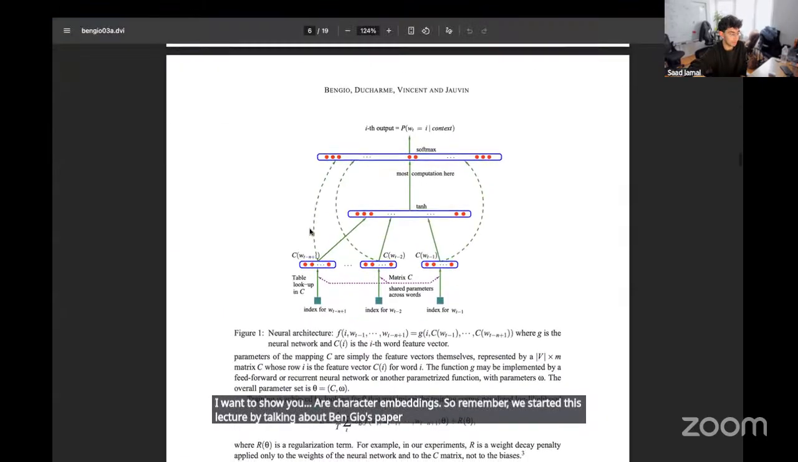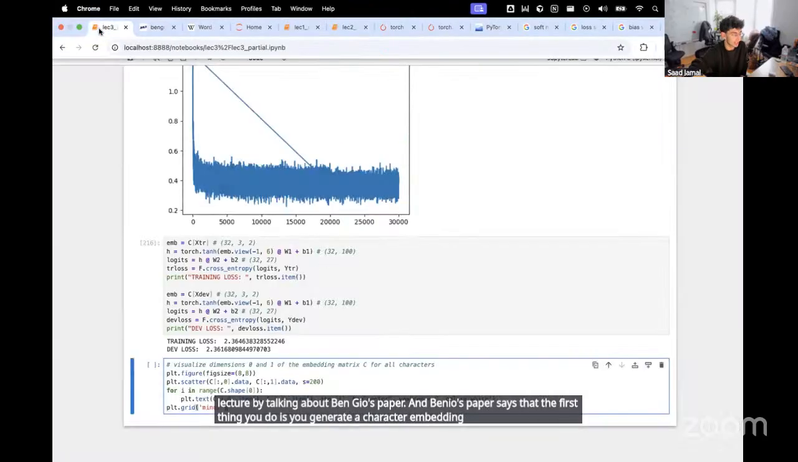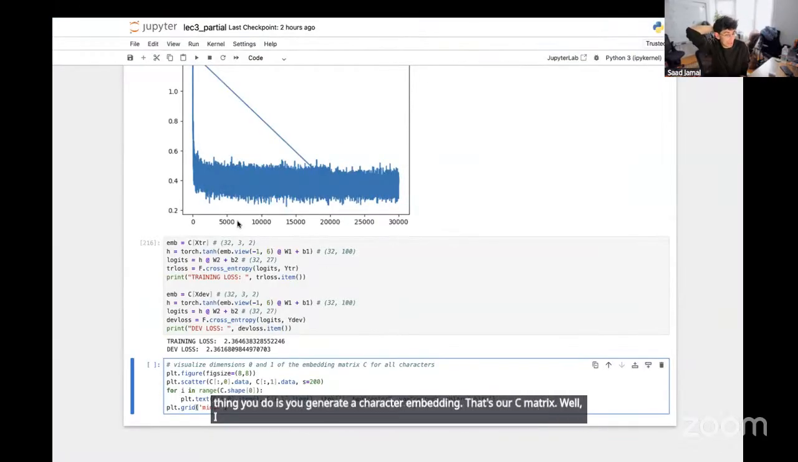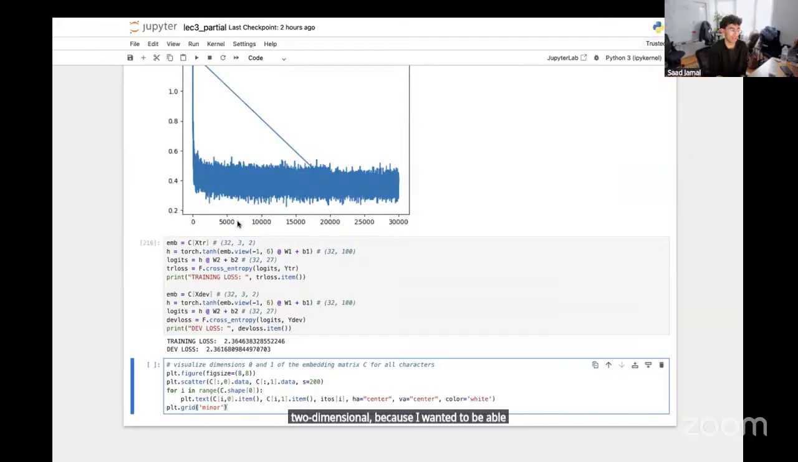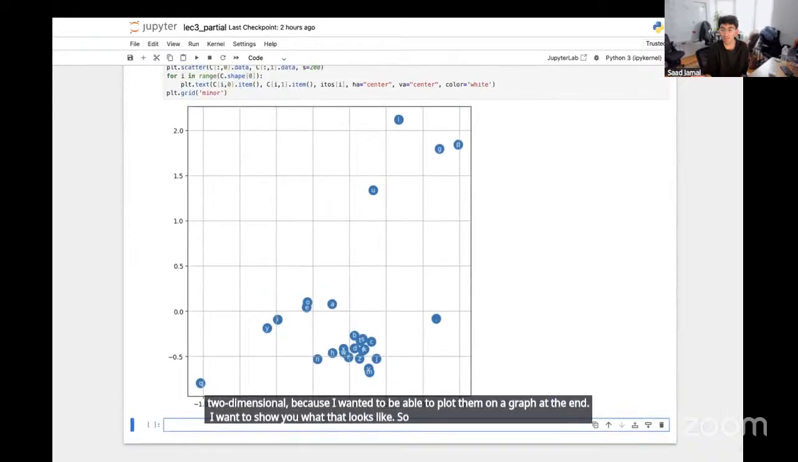And Bengio's paper says that the first thing you do is you generate a character embedding. That's our C matrix. I purposely kept our character embeddings as two-dimensional because I wanted to be able to plot them on a graph at the end. I want to show you what that looks like. So these are the character embeddings for our model. Our model thinks that, for example, in names, the letters G and P are related. So whenever we learn something about G or P, it should adjust those weights accordingly.